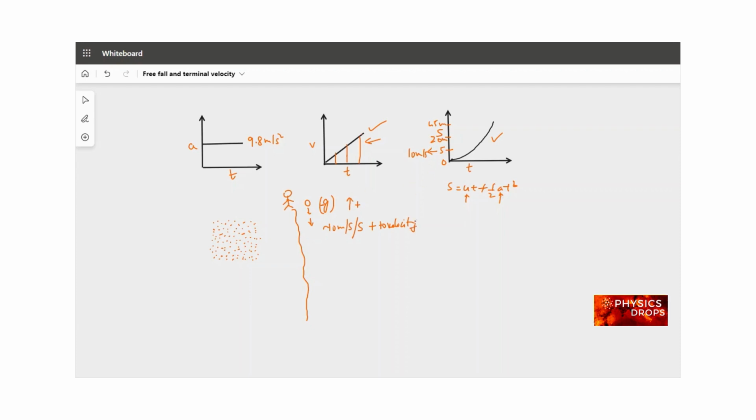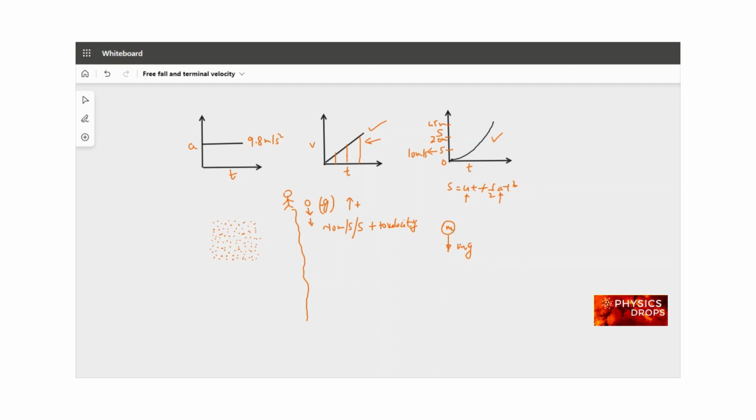Now, let us see what happens when this object, a heavy iron ball or metal ball, is dropped. Then what are the forces acting on it? Let's say this is the object. Then definitely we know, with the mass m, that mg is acting downward.